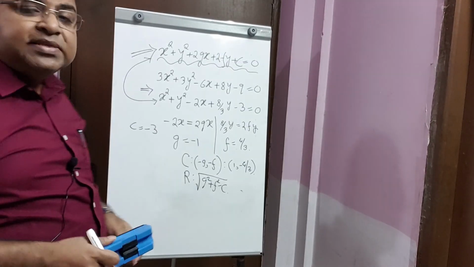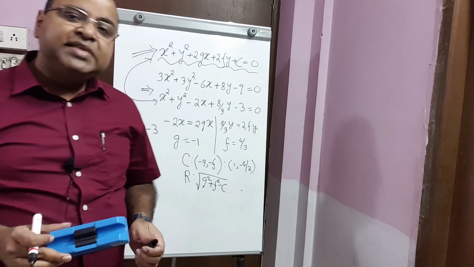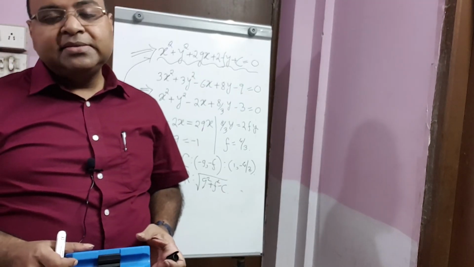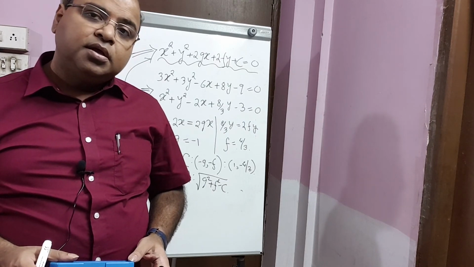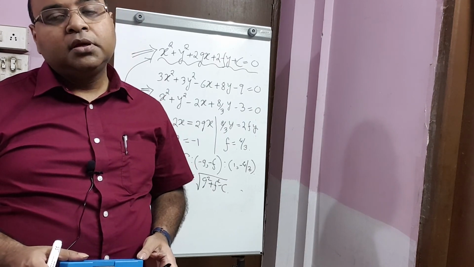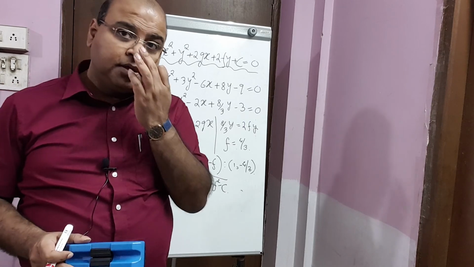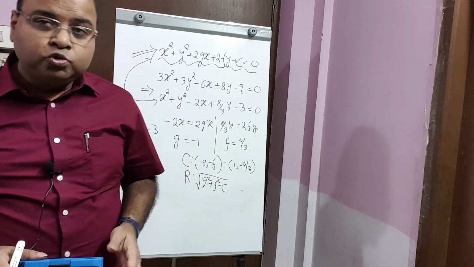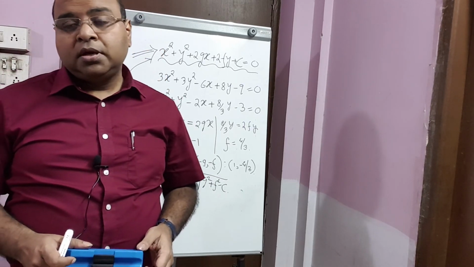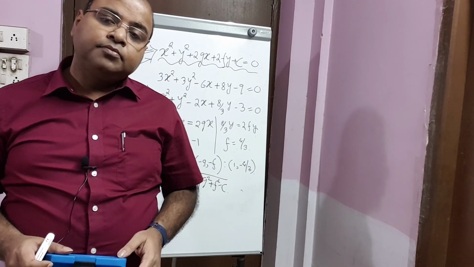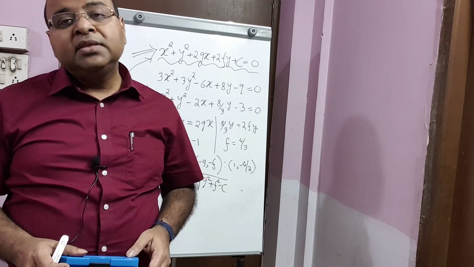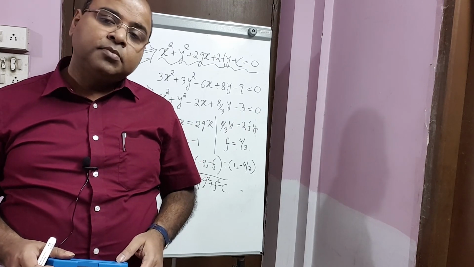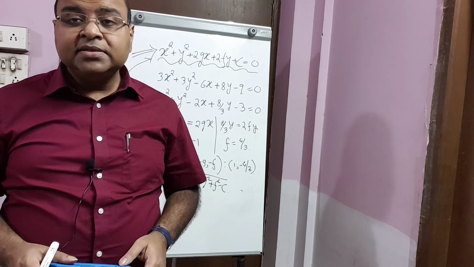So in today's lecture, basically what we have discussed is the very concept of a circle, the definition of a circle in 2 dimensions, and we have defined the 2 forms of the equation of a circle. The first one is the central form, the second one is the general form. And also we have discussed their applications.